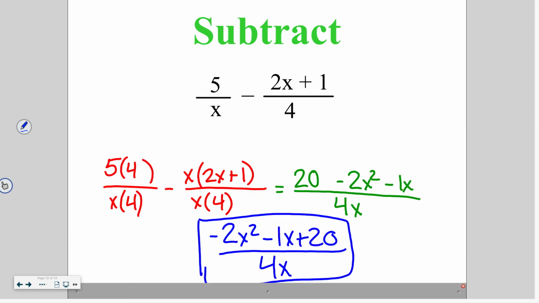Multiplying the first fraction by 4 on the top and bottom, and the second one by x on the top and bottom, we end up with 20 minus x times 2x, which is minus 2x squared, and then x times 1, which is minus 1x since we're subtracting. Rearranging that to be in standard form, I've got negative 2x squared minus 1x plus 20 over 4x.